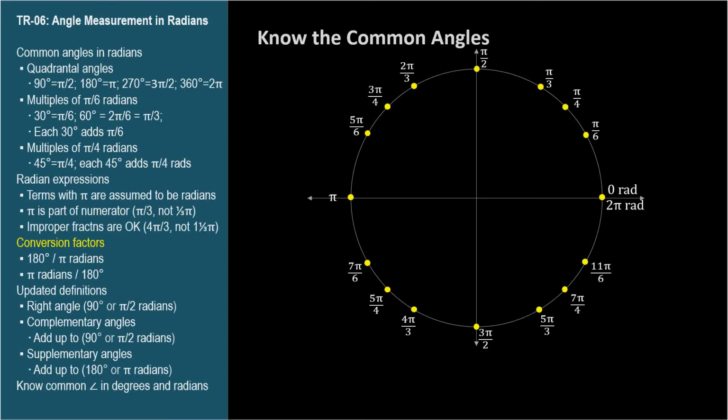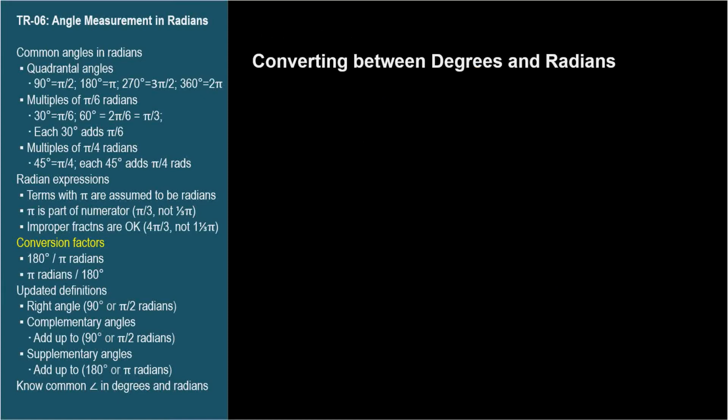We should know these common angles in both degrees and radians and be able to convert back and forth. If you're given a point, you should know the corresponding measure in degrees and radians, or at least be able to figure it out in a few seconds. If given a common angle measurement in degrees or radians, you should be able to picture the circle in your head and say the corresponding equivalent measure. It's easy with practice.